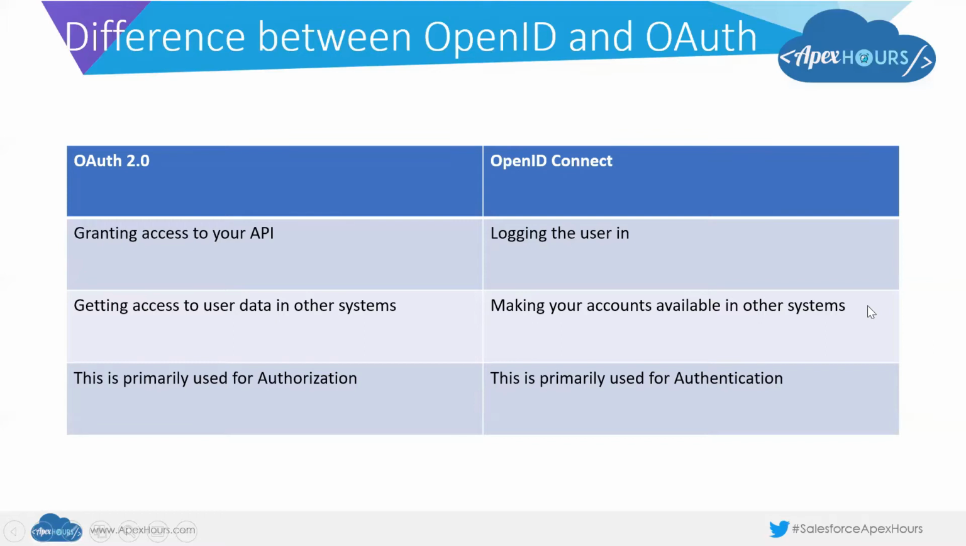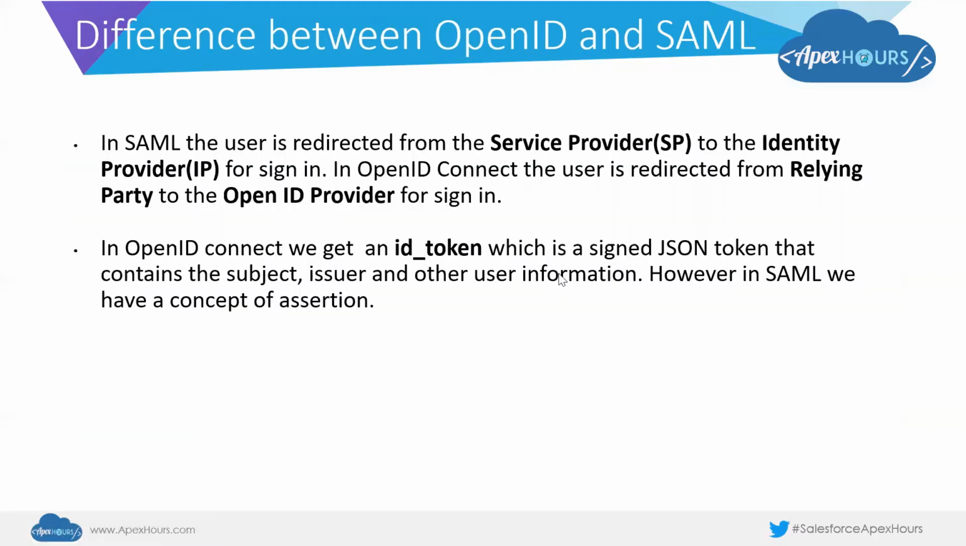If you want to use any other OpenID Connect providers, then it makes those accounts available in your other system so that you can use those accounts as an authentication provider in your system. This is primarily the main difference. OAuth is mainly used for authorization, and OpenID Connect is mainly used for authentication. It's just an additional authentication layer. Always remember, OpenID Connect is just an additional authentication layer on top of OAuth.